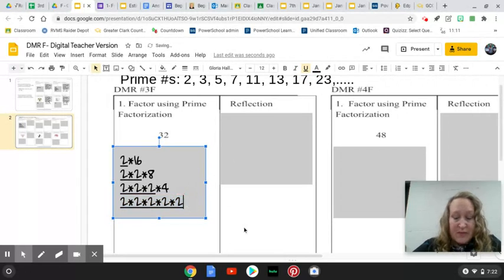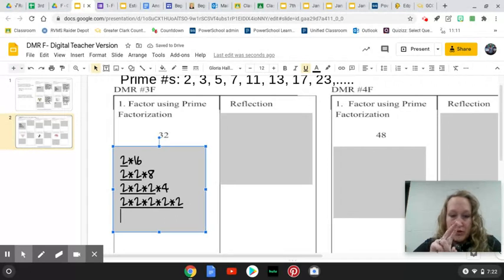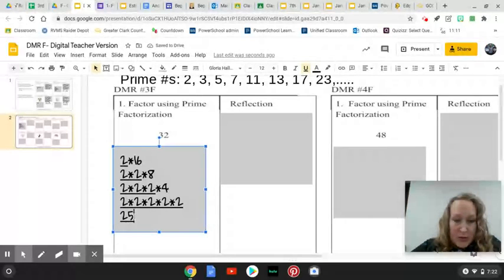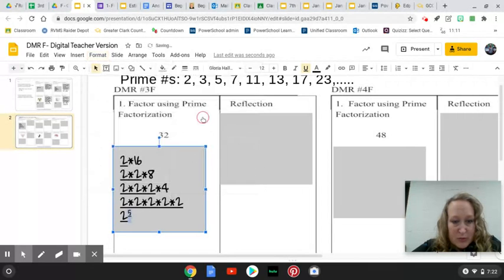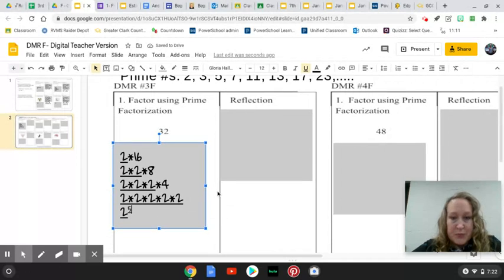So I'm finished except for putting it in exponential form. So to put it in exponential form, first I count how many twos I have. 1, 2, 3, 4, 5. So I have 2 with 5 of them. So in order to make this 5 be the exponent that reflects, I have 1, 2, 3, 4, 5 twos being multiplied. I have to go format, text, superscript. And that is your answer.